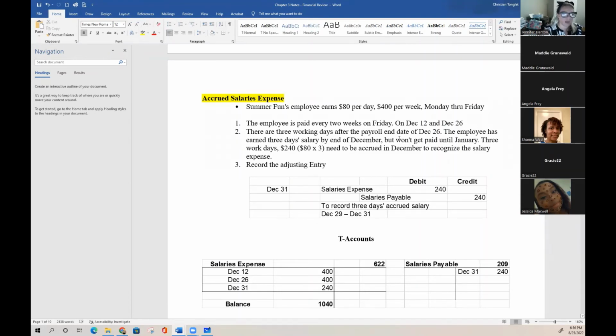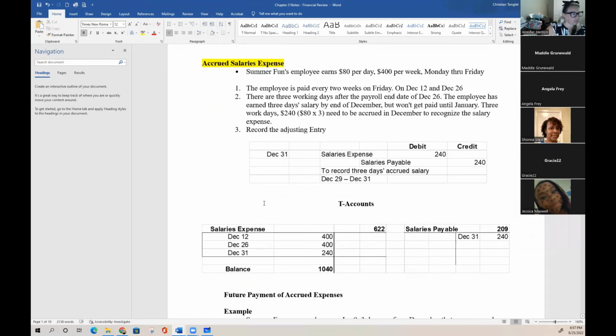You need to accrue that in December. So we'll do an adjusting entry at the year end to recognize that expense. So in December, we have salaries expense debit, $240. And then we have salaries payable, $240 as a credit. So remember that I am liable to pay my employees later. So that's a payable, and it's a liability because I'm liable to pay it. And that has a normal credit balance.